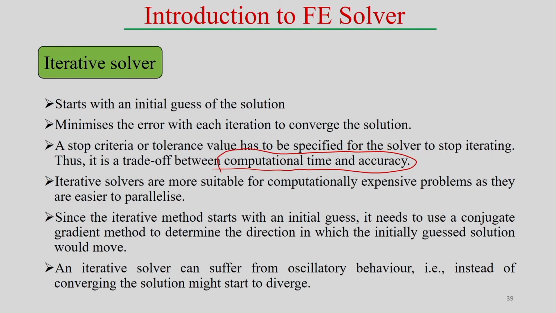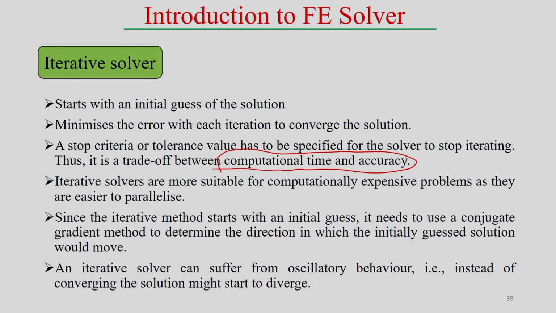Now, iterative solvers are more suitable for computationally expensive problems as they are easier to parallelize. Basically, a parallel computational method is easy to form if we follow some kind of iterative calculation, and in that sense it is advantageous. You can easily do parallel programming when handling an iterative solution method. When there is a huge number of elements and nodes, and a large system of equations, the iterative solver will be advantageous, provided a parallel solver is developed.